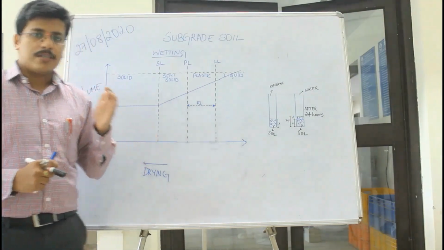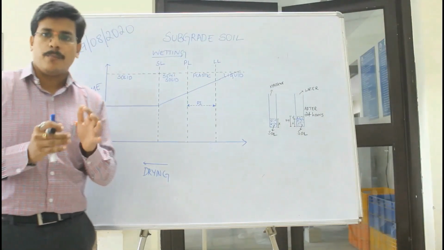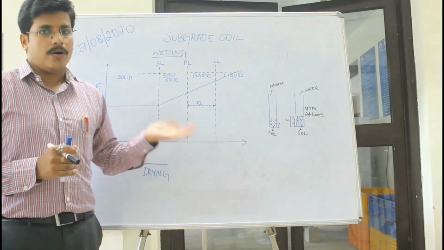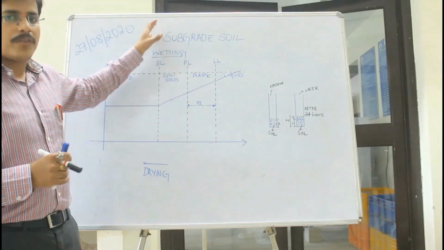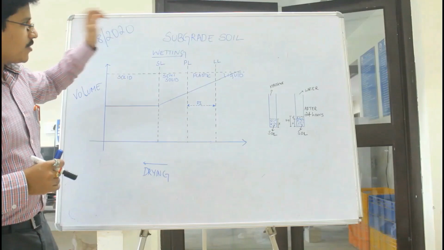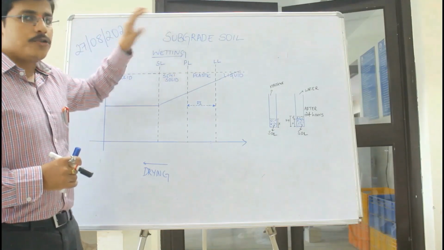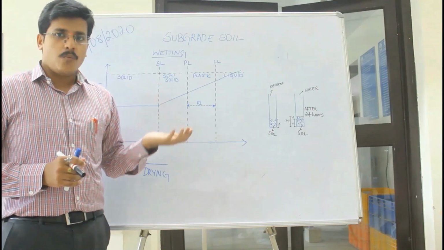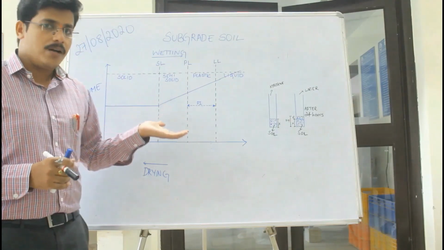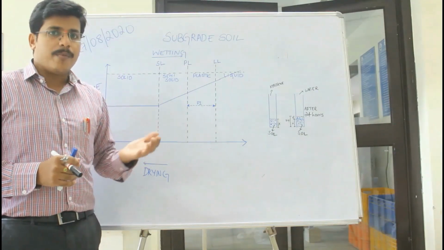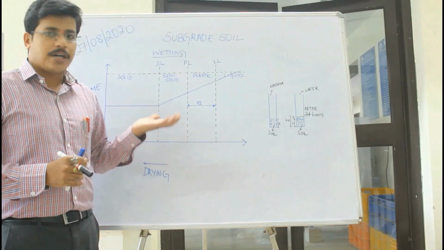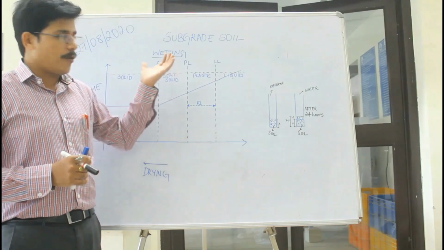So we know the subgrade soil forms the foundation for the pavements. Either it is flexible pavement or rigid pavement, it forms the foundation material. So the selection of subgrade material should be made very judiciously, because if you lay a very wrong subgrade or a very weak subgrade, and once the pavement is constructed, it's very difficult to correct the subgrade properties again.